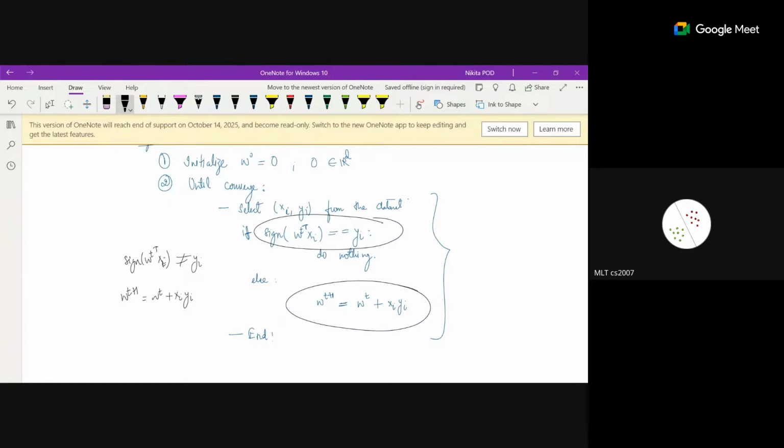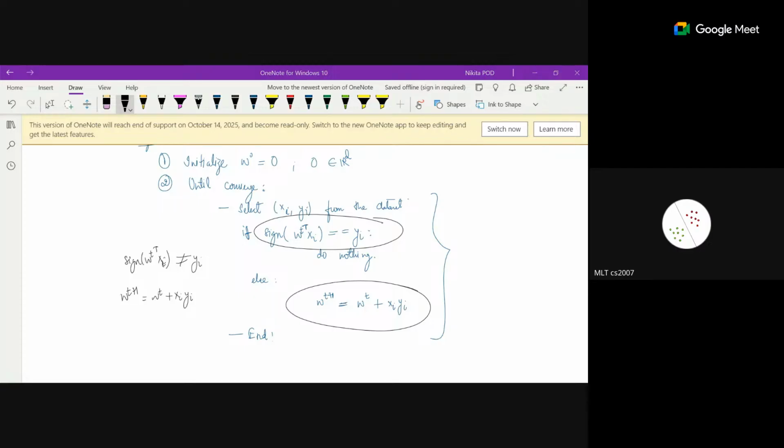Whatever W you get is your new W, and then you check your data point with respect to this new W. This keeps on repeating, and once you reach convergence, you stop the process.